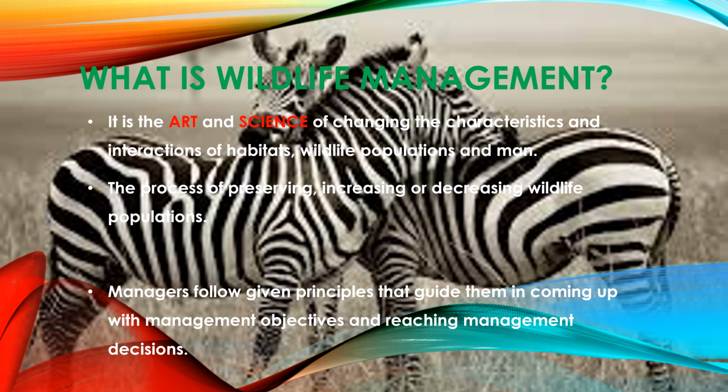What is wildlife management? Wildlife management is the art and science of changing the characteristics and interactions of habitats, wild populations, and man. Art simply means the continuous creative processes that we engage in and modify through build-up of knowledge to try and preserve, increase, or decrease wild populations to suit the environment. We don't want them to exceed the carrying capacity of the environment. We still want man to enjoy the benefits that come from the environment, but we want to do it in a way that preserves, increases, or decreases depending on the state of wildlife around that zone at the moment. And by doing this, managers follow given principles that guide them in coming up with management objectives and reaching management decisions.